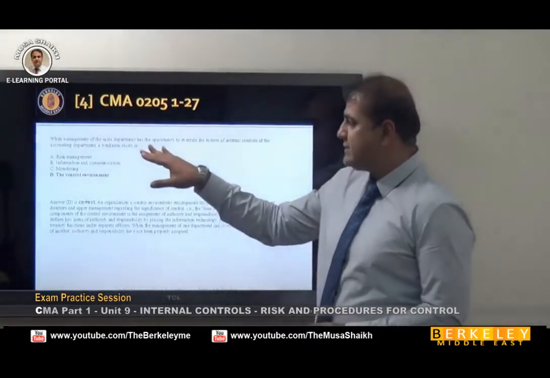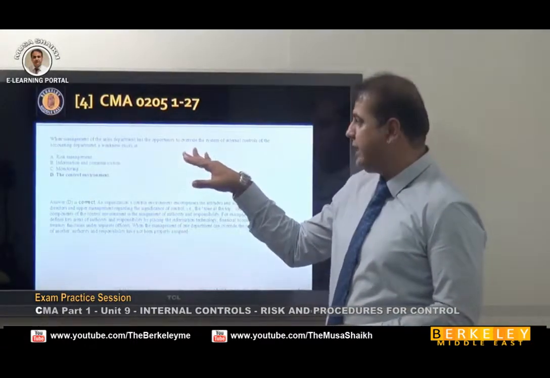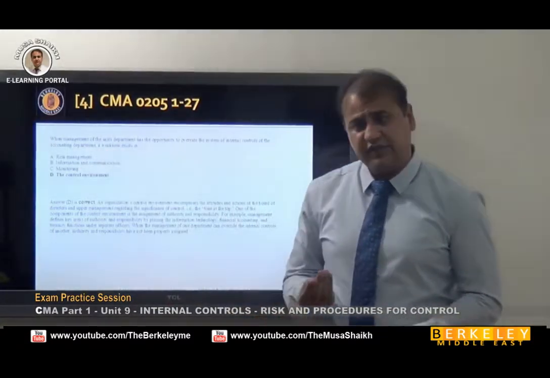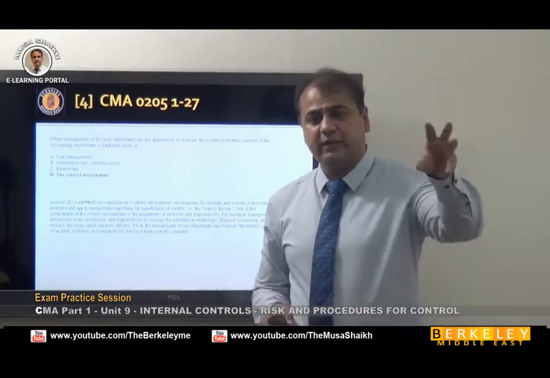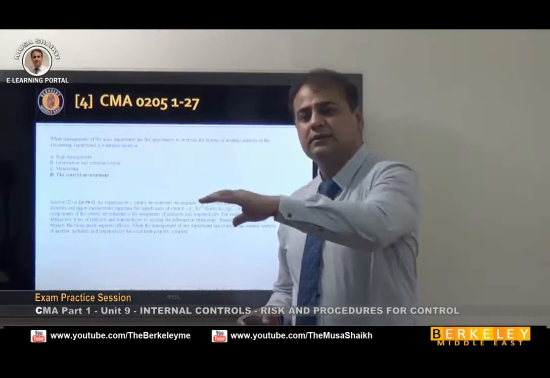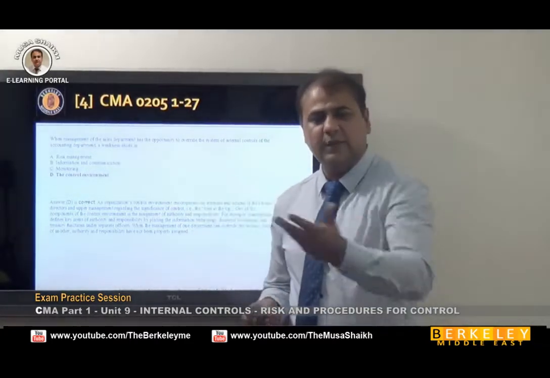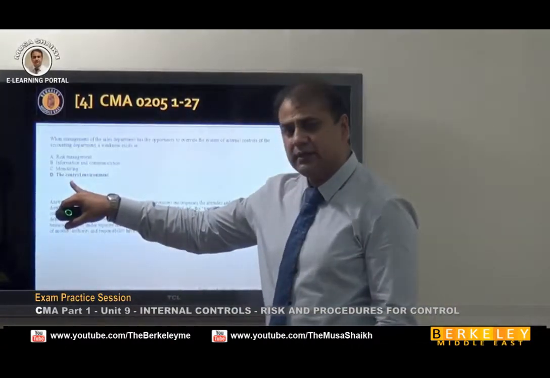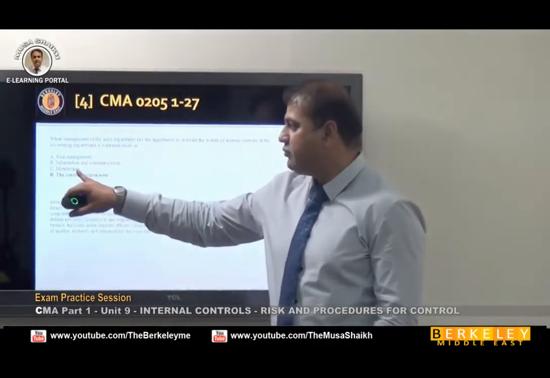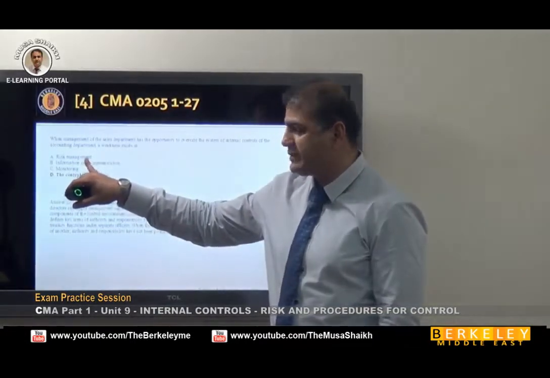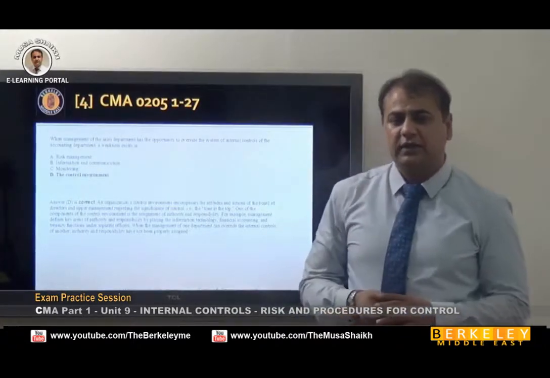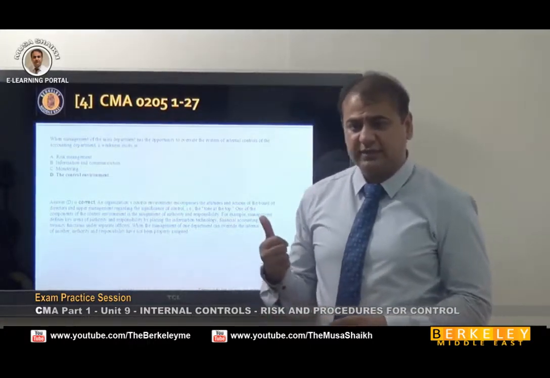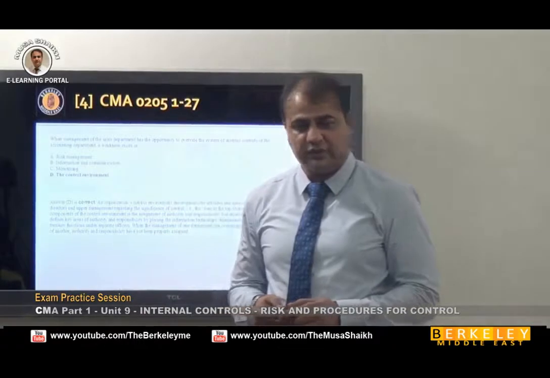When the management of the sales department has the opportunity to override the system of internal control of accounting, this means it is a weak system, of course. If one department overrides, meaning they take over the policies of another department, there is a control weakness. So the weakness exists in the control environment, because monitoring and day-to-day information is risk assessment. These are the components of COSO that we discussed. But apparently, if there is a problem like this, it is more about the control environment.